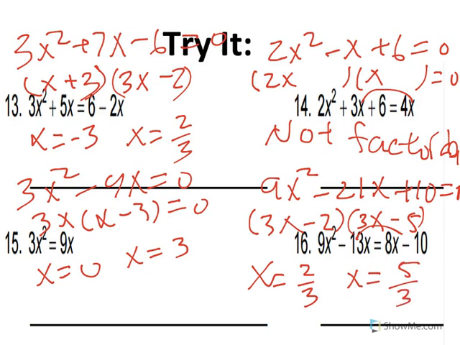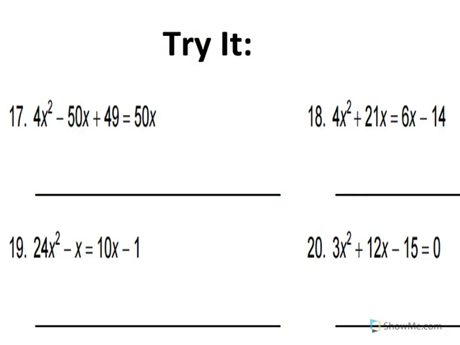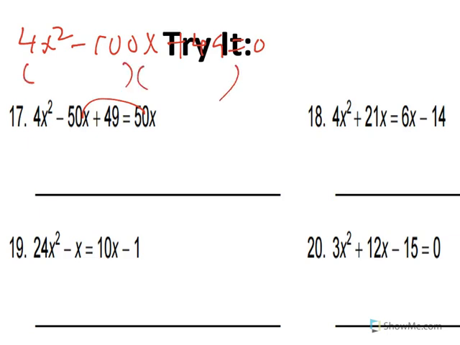Okay, let's move on to slide number 4, which is the same thing. We need you guys to try this out, so I will be working along with you. We need to move this over here, so we have 4x squared minus 100x plus 49 equal to 0. So let's try to factor this out. Right? So let's say we have 2x and 2x.